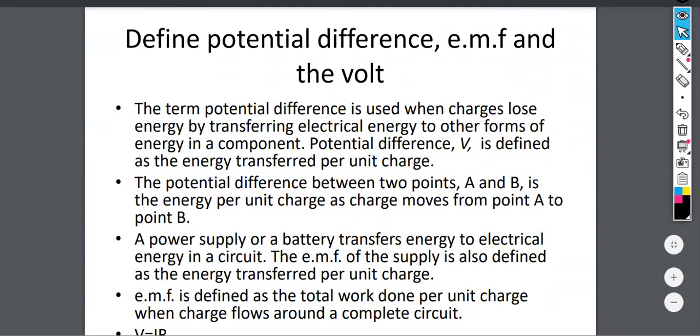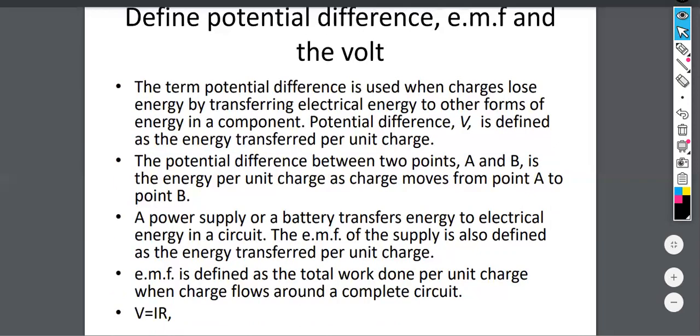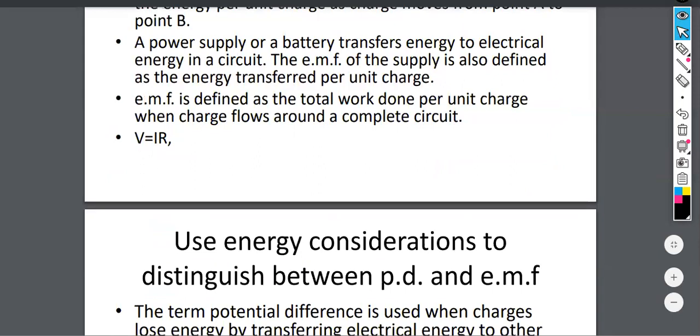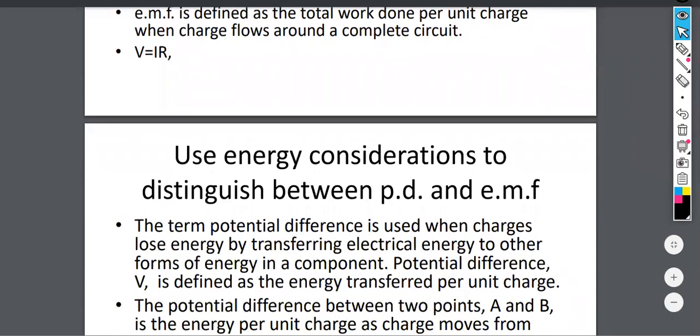Potential difference, EMF, and the volt. When you think about potential difference and EMF, PD and EMF, they're both voltages, measured in volts. I was like, well, why do we need two terms if they're just voltages? Can we just call it voltage? Why do we have one that's potential difference and one that's EMF? And remember that there is another learning objective, probably on the next slide: use energy considerations to distinguish between them.